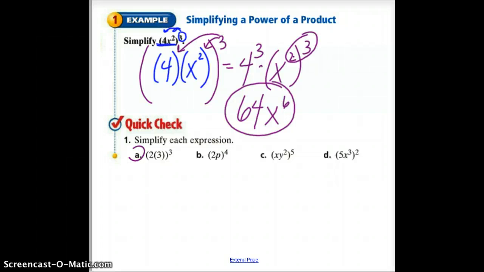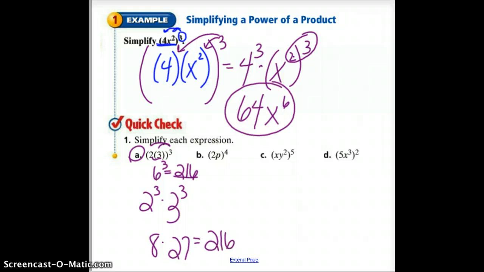One more example here. 2 times 3 to the third power. Now, some of you could just multiply in the parentheses and get 6 to the third. 6 to the third is 216. Let's check based on the strategy we just learned to see if we get the same answer. The exponent can be applied to each of the factors. 2 to the third times 3 to the third. 2 to the third is 8. 3 to the third is 27. If I multiply those together, I indeed get 216.